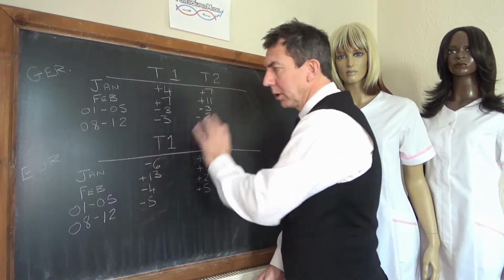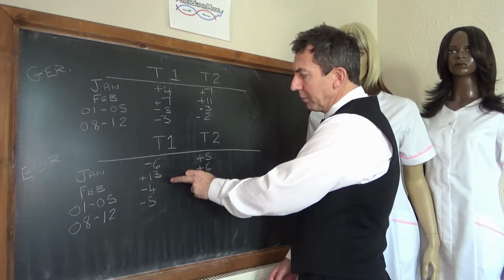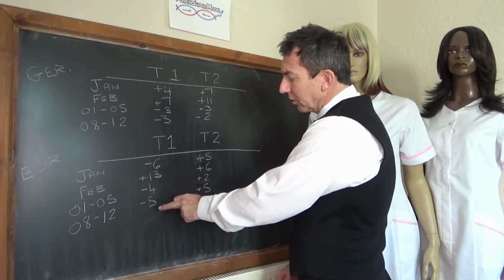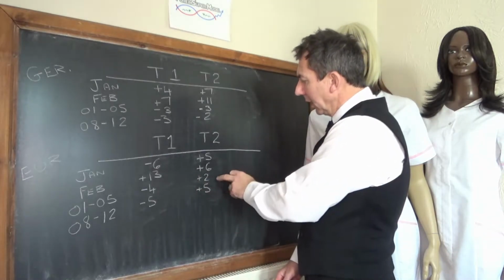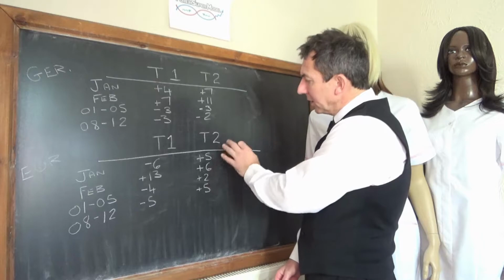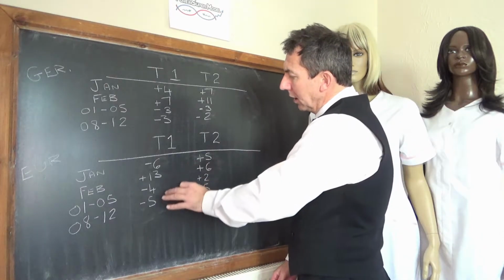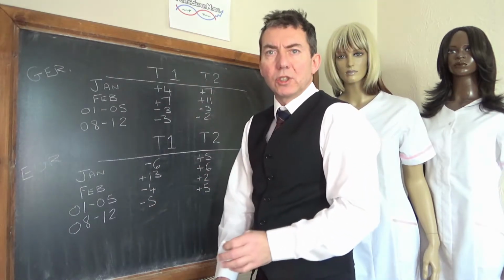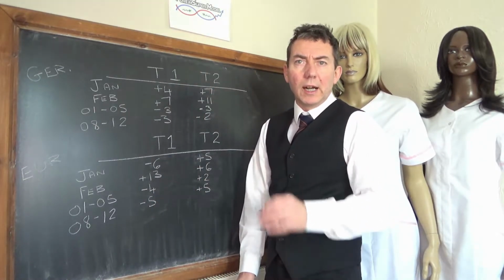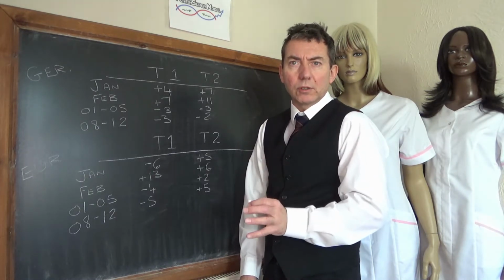Euro as a bloc then, Tier 1: -6, +13, so a strong February, -4, -5, deterioration again. Tier 2: +5, +6, +2, +5. So the Tier 2 data is hanging in there in the Euro bloc. The Tier 1 data isn't, and German data is showing signs of deterioration at the moment. So we'll stop it there and move on to the next two.